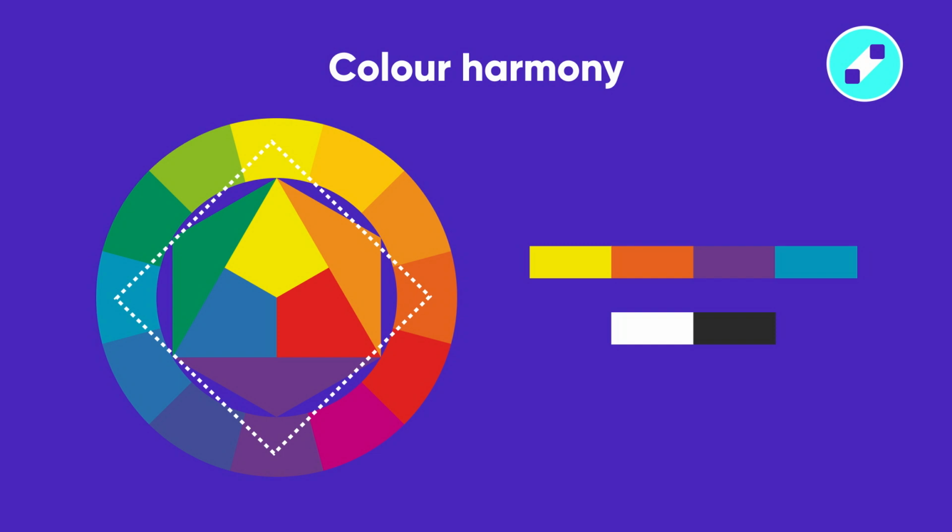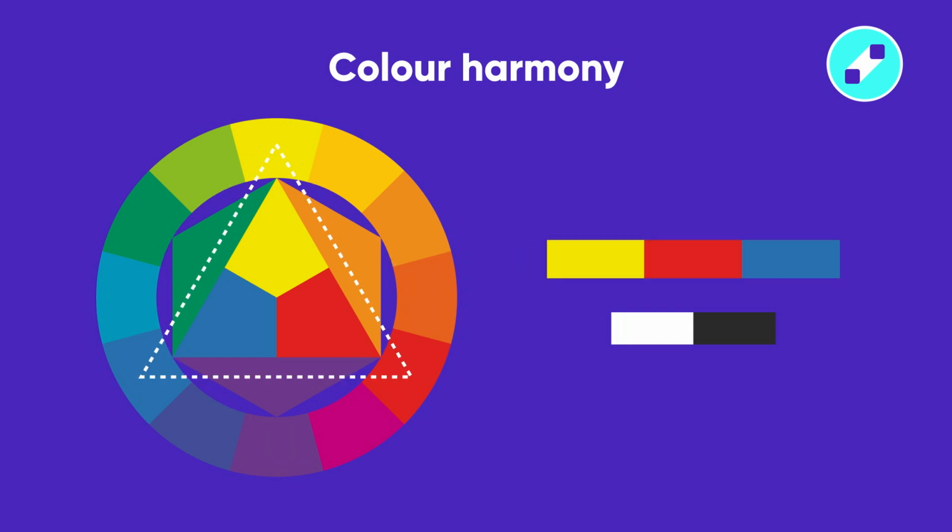Instead of a square, you can also use a rectangle. Using a triangle which as the main shape combines with the white and black colors, you can get a combination of five colors. As an example, yellow, red, blue, black and white, or orange, purple, green, white and black.